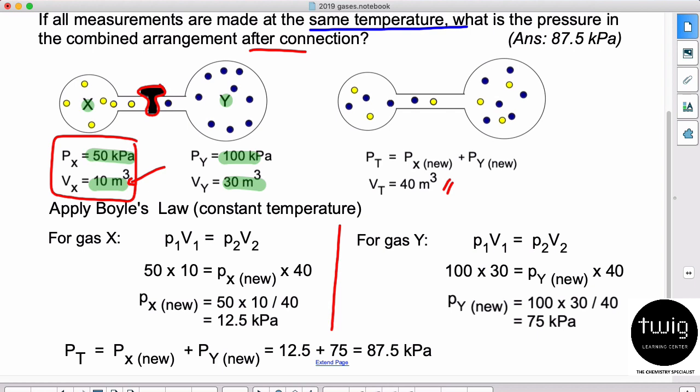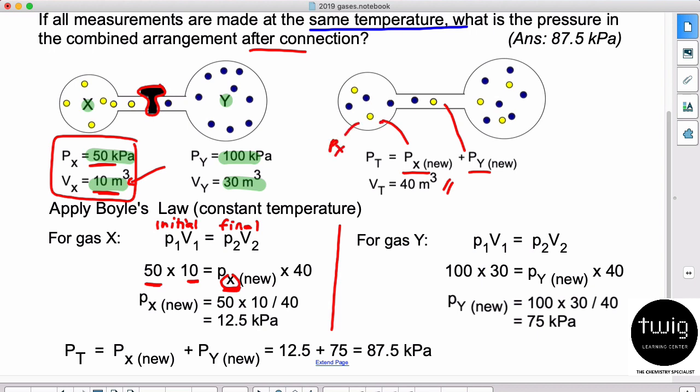Inside here, there's gas X. Inside here also got gas Y, right? So if you add them up, you can find out the total pressure. We want that, right? So we do it this way: P1 V1 equals P2 V2. These are all the initial, and this is the final after connection. So initial pressure, initial volume equals final pressure, but final pressure due to gas X only, inside here.